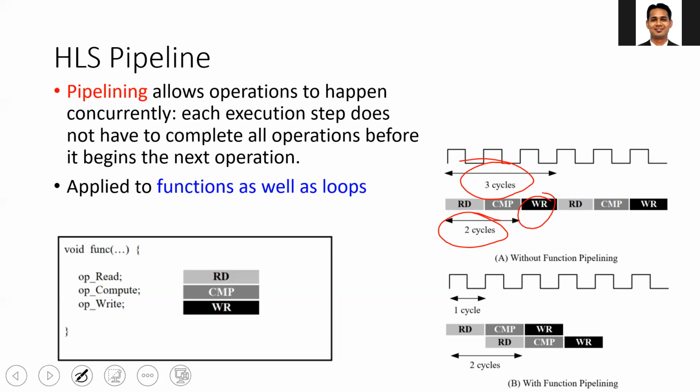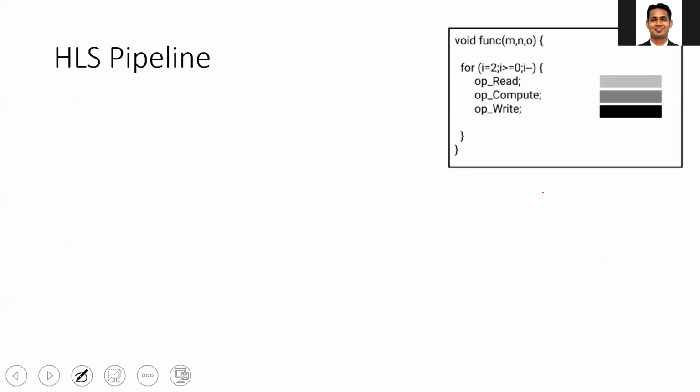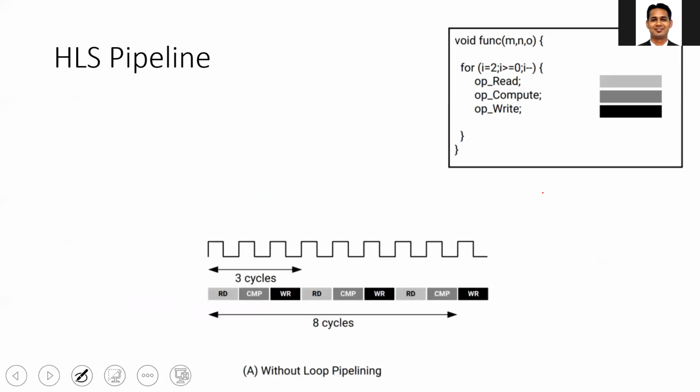For example, this is a function where you have a for loop, and the for loop has 3 iterations. Again, we have the read, compute and write. When you don't pipeline this for loop, you can see that one iteration will take 3 clock cycles, and since you have 3 iterations, you will take a total of 9 clock cycles. That means at the 9th clock cycle you are sending the data for the write operation.